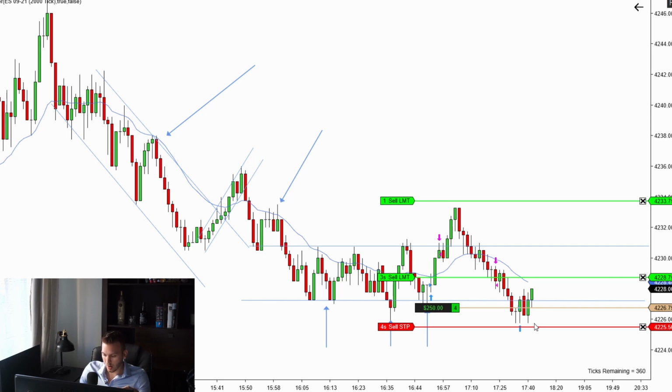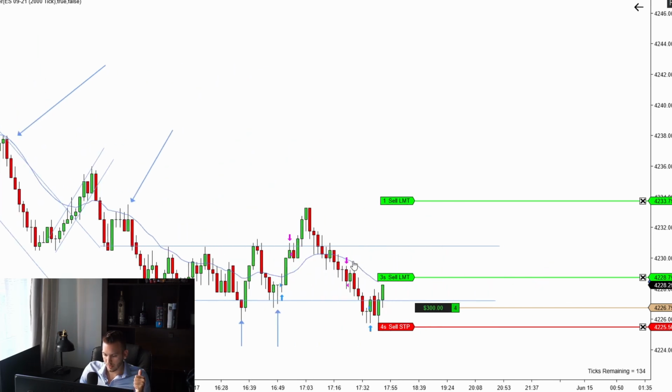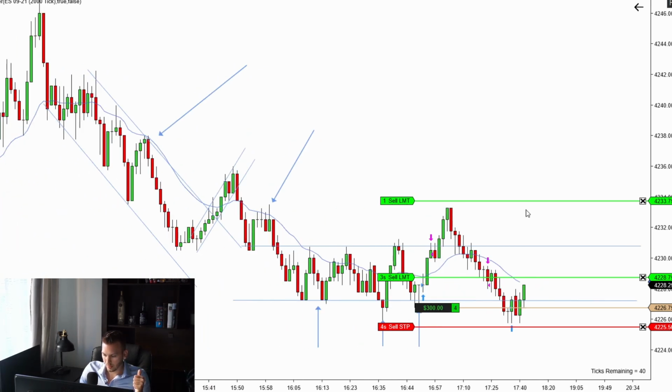We almost got stopped out here. I was already thinking we may have a one-to-one trade, so we may be break even, but luckily the stop loss held and we are getting a few ticks. Come on, keep working. We may get filled here. Two more ticks, three more ticks here.